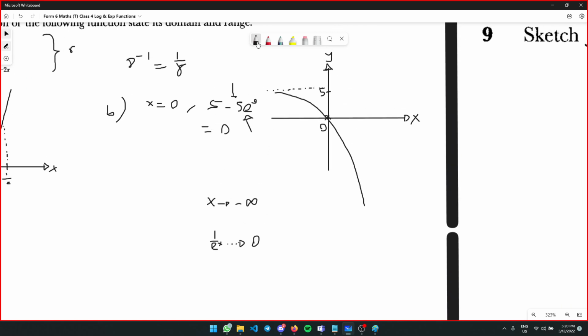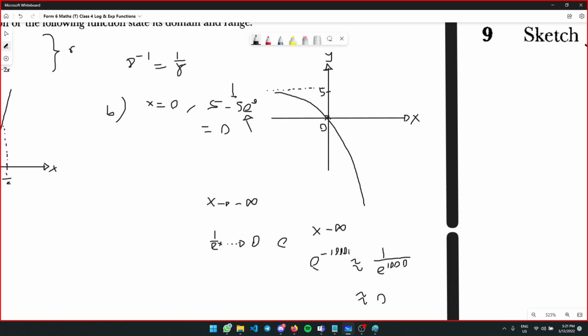Okay, so this e, the natural number, is a continuous function. It doesn't just break. So let's say x is approaching negative infinity. Let's say a very big number like 1 million. So this will approximately be like 1/e to the power 1,000. Very small number, right? Almost 0.